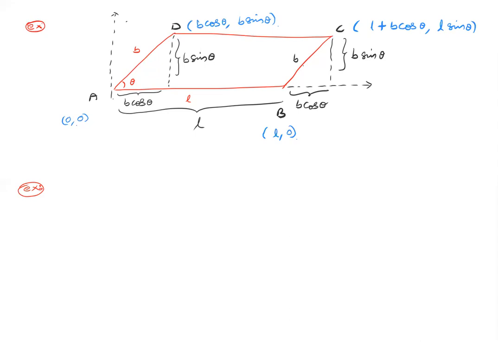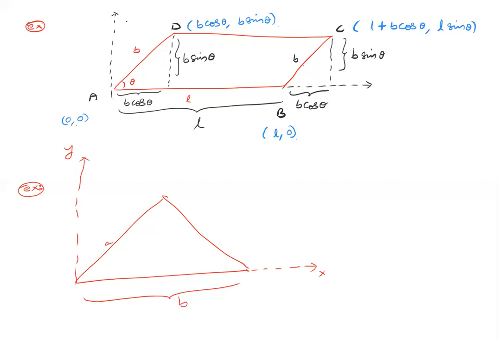Next is, let us say you have a triangle. This is your x-axis. This is your y-axis. This is A. Let us say the base is B. Let us say this height is h, this angle is theta. Now give the coordinates. Try it. I'll just be back.